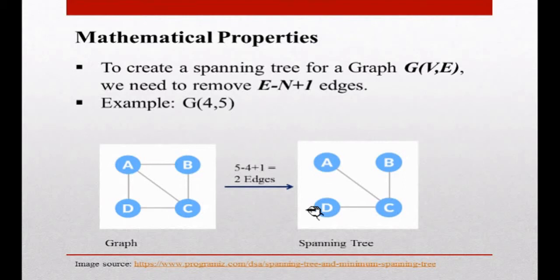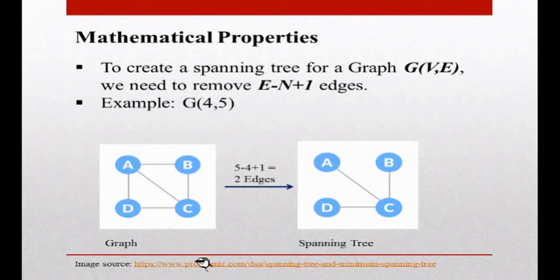So the next thing is, how many edges do we need to remove? Because a graph consists of cycles, unless the graph itself is a tree. Since we are talking about creating spanning trees, we assume that the graph has cycles and we need to remove those cycles. So to create a spanning tree for a graph with v vertices and e edges, how many edges do we need to remove? Because we have additional edges, we need to remove all the additional edges to make it a tree. So if a graph has n vertices and e edges, we need to remove e minus n plus 1 edges to create a spanning tree out of it.